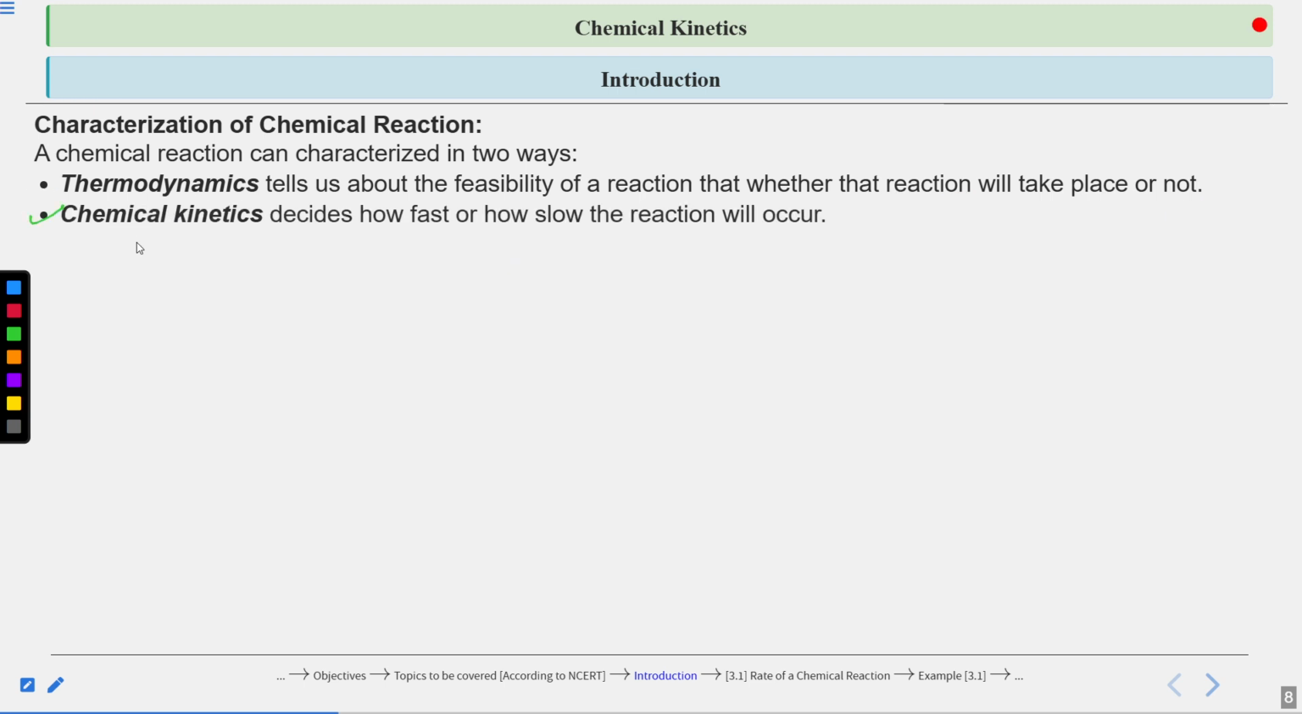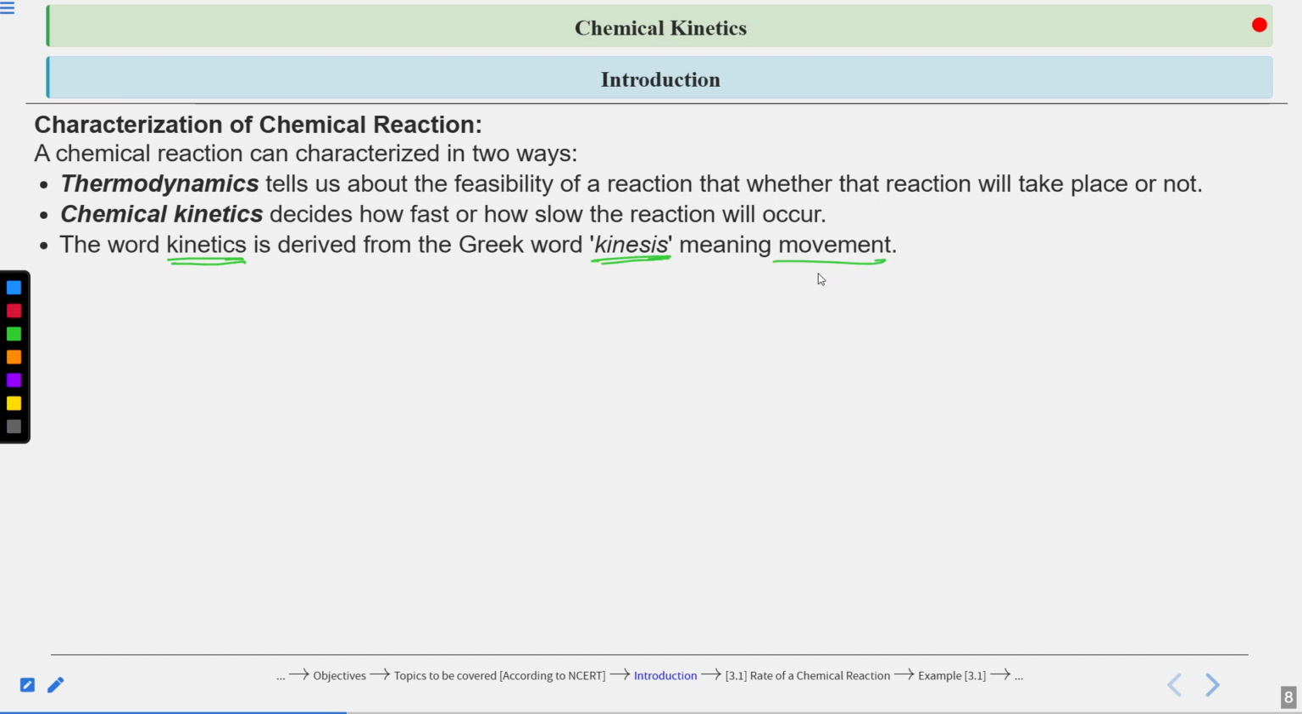Second, we will talk about chemical kinetics, which comes under the characterization of chemical reaction, and which decides how fast the reaction occurs. The word kinetics means something is moving, right? We are studying something which is moving. So chemical kinetics decides how fast or how slow the reaction will occur. The word kinetics is derived from the Greek word kinesis, which means movement.